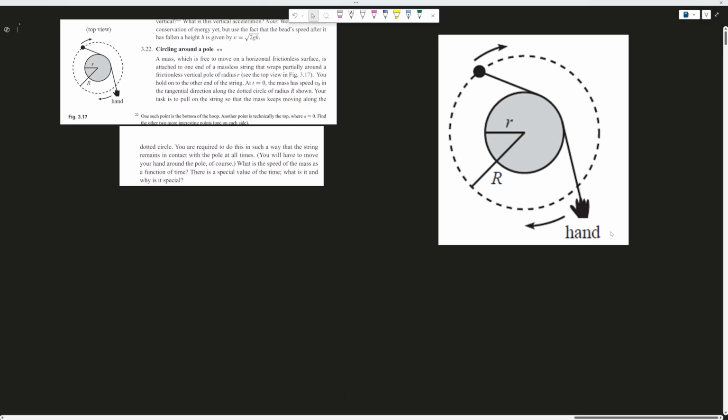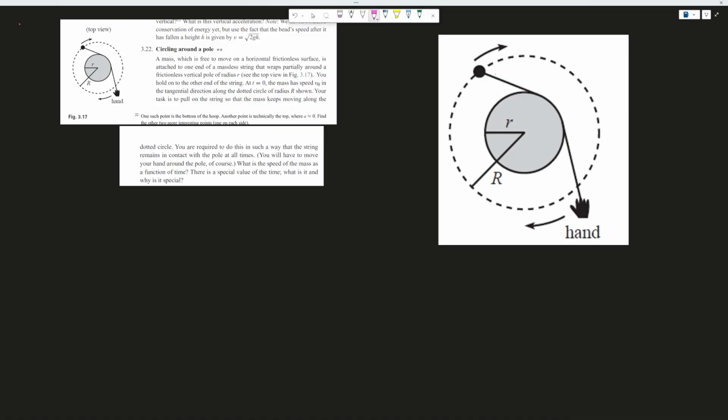Hi all. So today we're going to talk about exercise 3.22, circling around the pole. It is about this mass that we connect via a string and wraps partially around the pole. We're pulling it with our hand to make sure that this sphere or mass remains in a circular path. The question is asking us to find velocity as a function of time, and also to find the special value of time and explain why it is special.